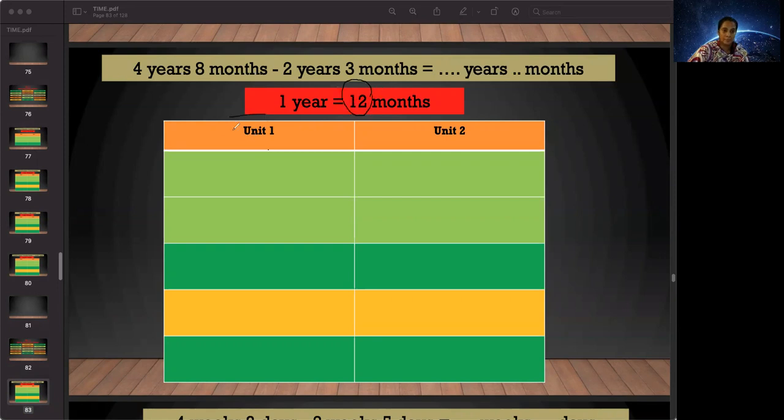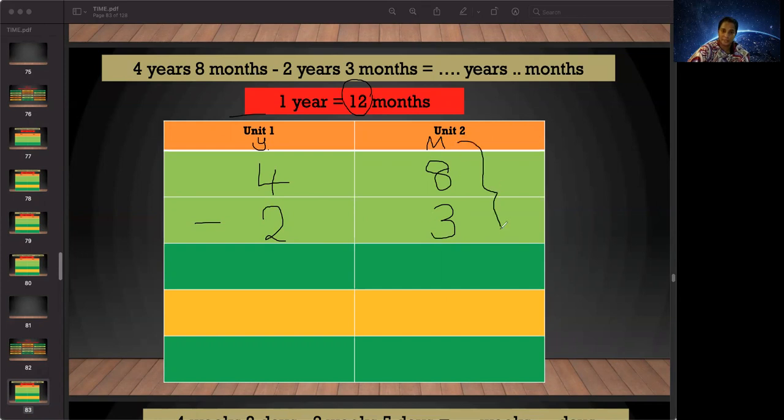Now you separate it into 2 columns. You have your years over here and your months written over here. So 4 years, 8 months, take away 2 years, 3 months. Pretty simple. Let's look at the answer.